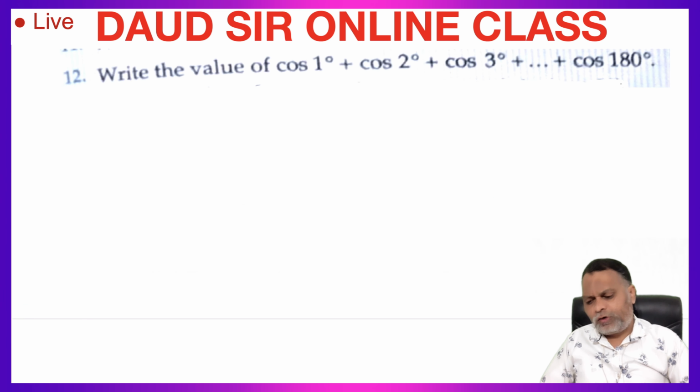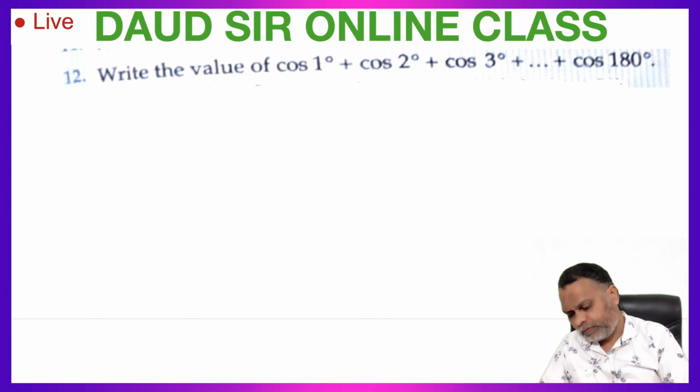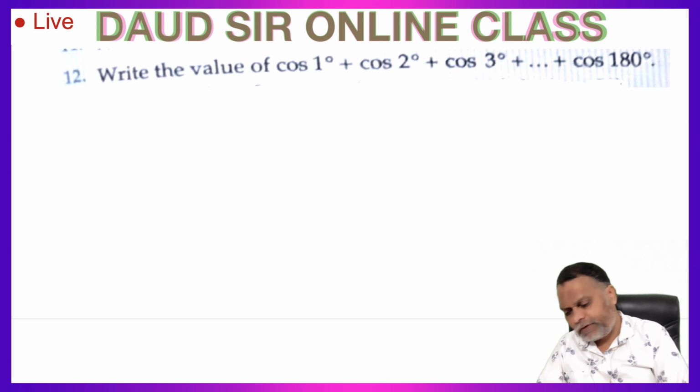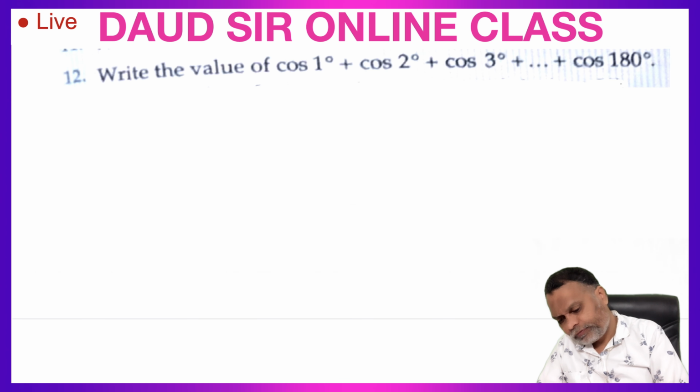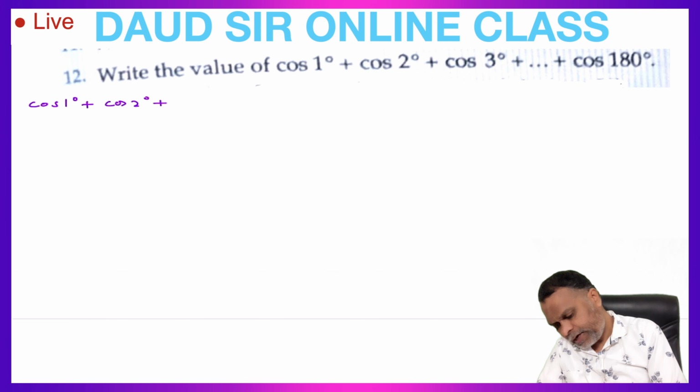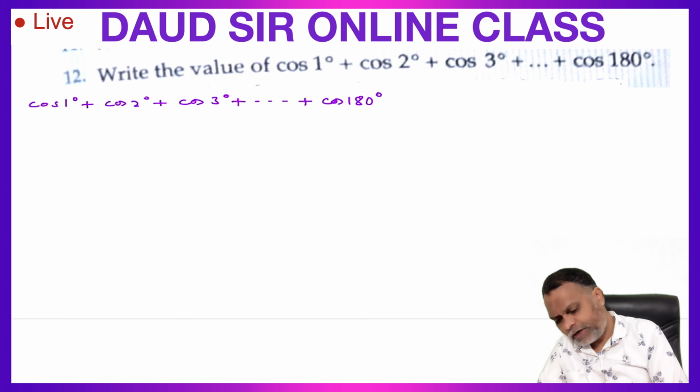Question number 12. Write the value of cos 1 degree plus cos 2 degree plus cos 3 degree plus up to cos 180 degree. Cos 1 degree plus cos 2 degree plus cos 3 degree plus up to cos 180 degree. Its value we have to find out.